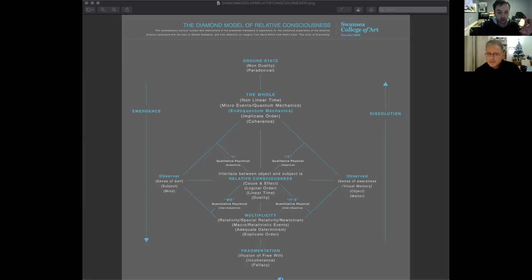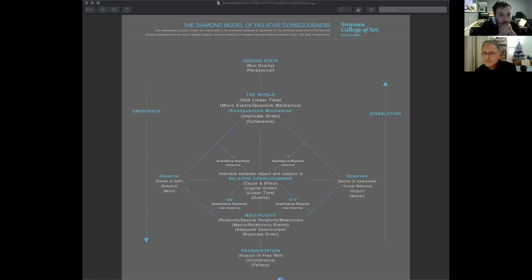But in terms of the human experience, it would be a fragmentation in that experience, wouldn't it? Exactly, yes. Free will is a fragmentation because we are under the illusion that we can act as separate selves independent of the whole. And that's exactly what fragmentation is.